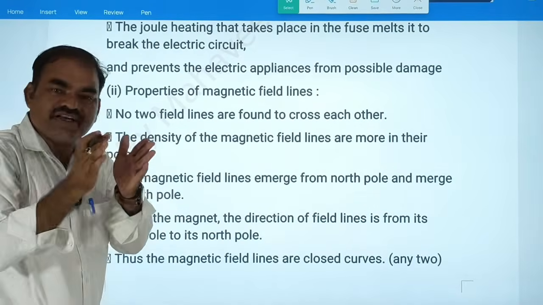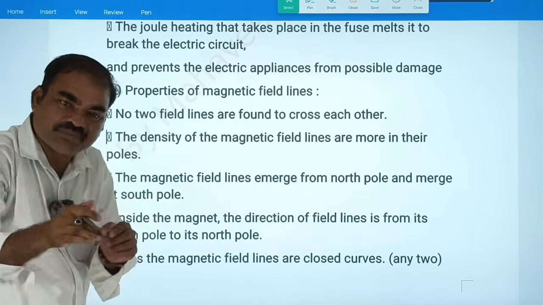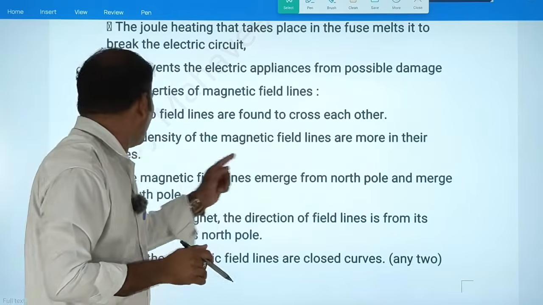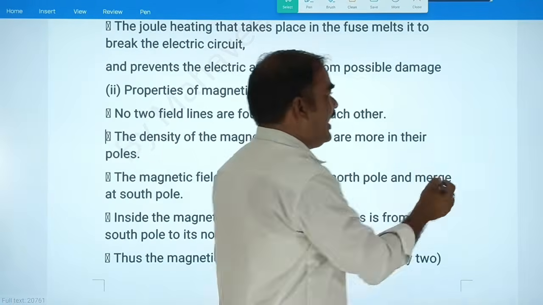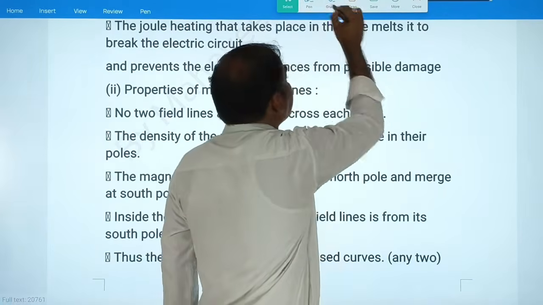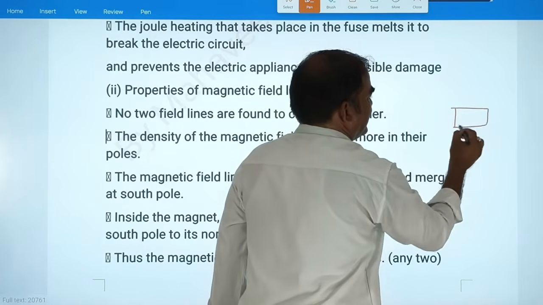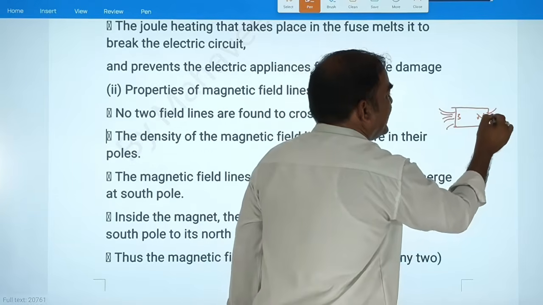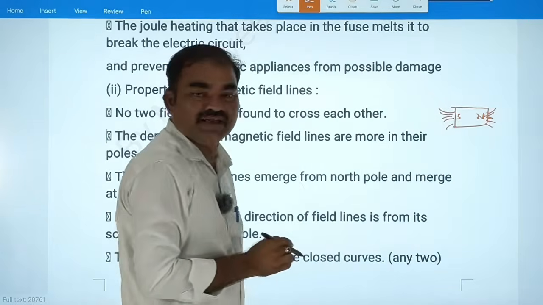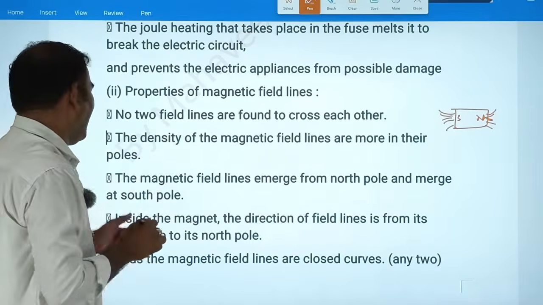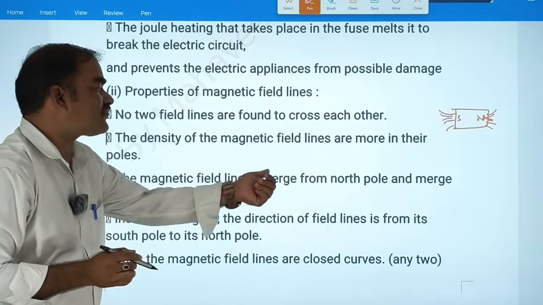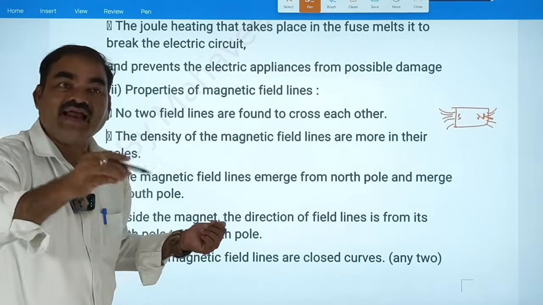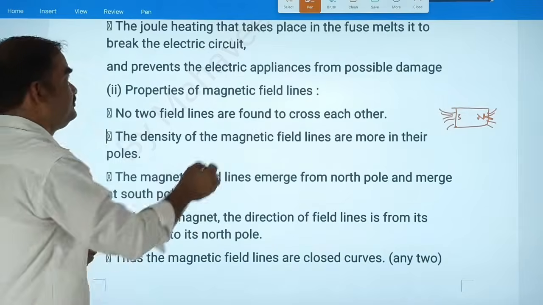And two field lines do not intersect each other; they will form separately. And the density of the magnetic field lines is more at the poles. Here at the north pole and south pole, maximum density will be there. Density means a maximum number of lines will be there. And the magnetic field lines emerge from the north pole and end at the south pole.